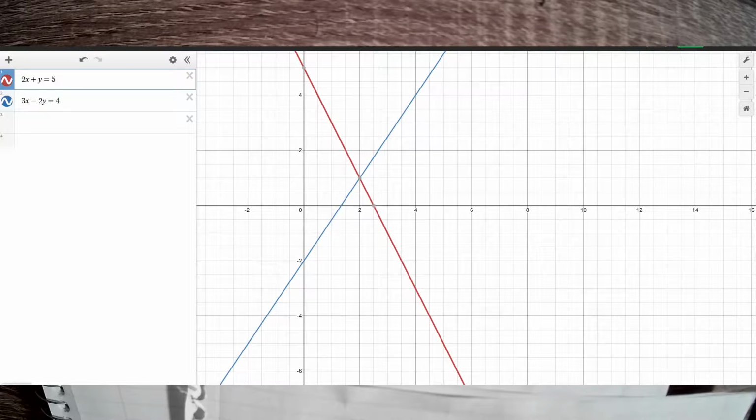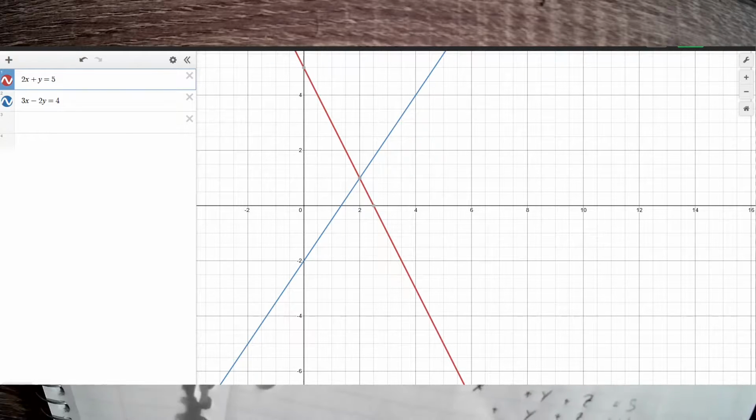Week 7 covers systems of equations and inequalities, as well as partial fraction decomposition and linear programming, as well as some of the methods to solve systems of equations and inequalities. To start off, we're going to go over systems of equations.